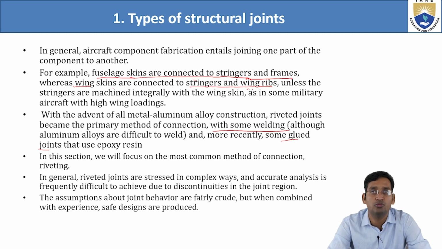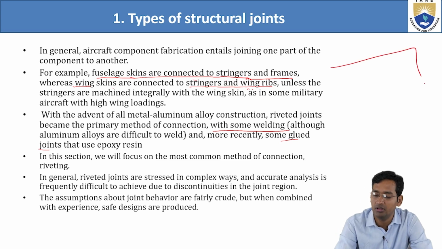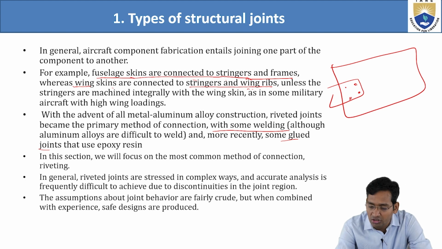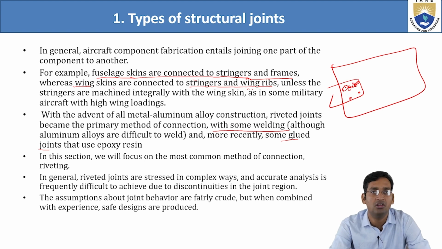In this section we will focus on the most common method of connection, that is riveting. In general, riveted joints are stressed in a complex way, and accurate analysis is frequently difficult to achieve due to discontinuities in the joint region. Suppose we are connecting something like this: here the joint will be there, here the joint will be there. It is not continuous; up to this part only it is riveted, after this there is no effect, then again at this point it is there. So it's not continuous, like from here to here we are riveting. Because of that it is difficult to analyse, you can see the complex way.